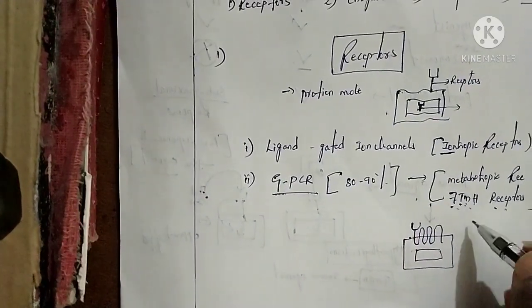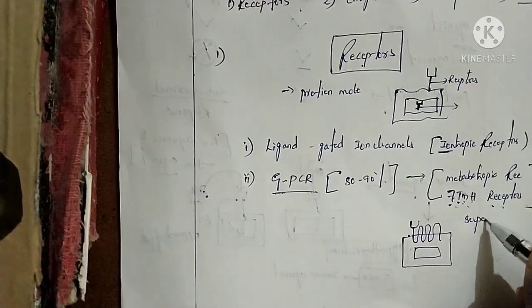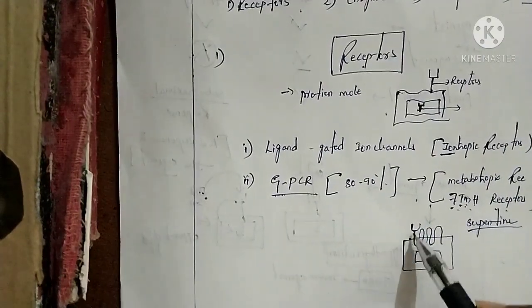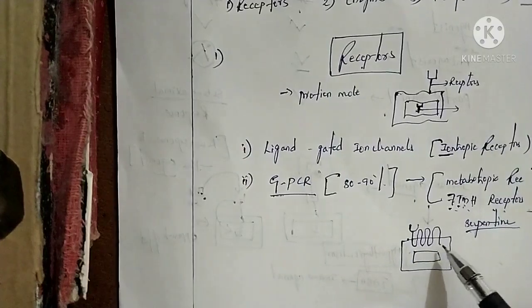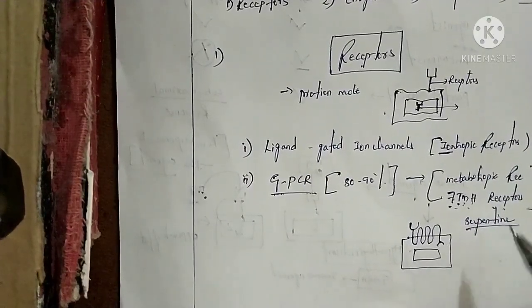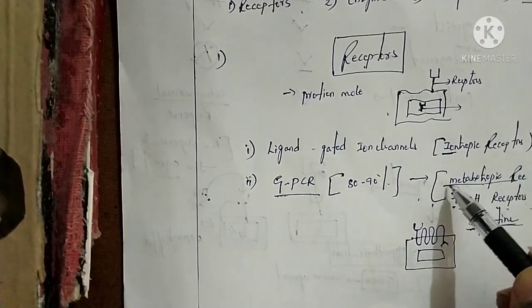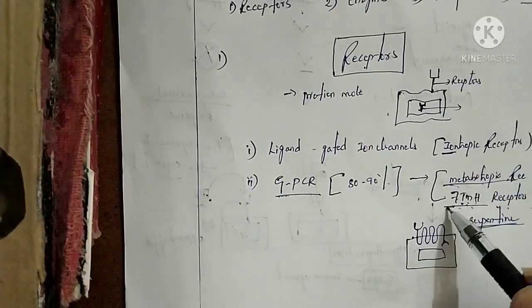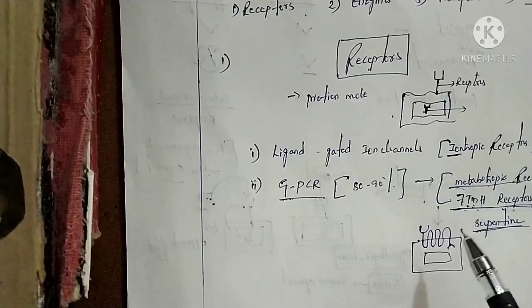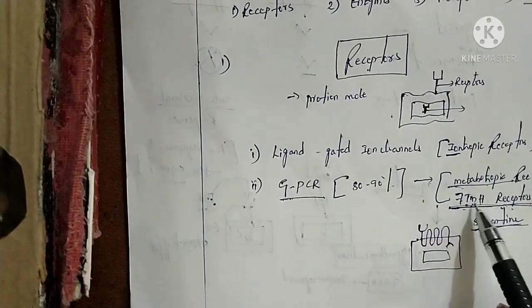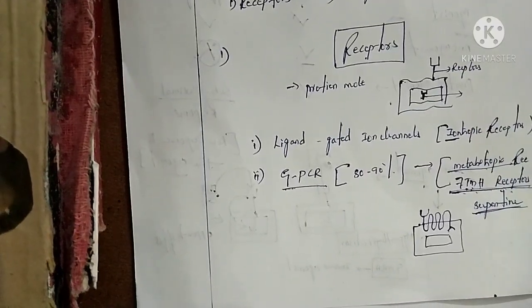They are also known as serpentine receptors, because they look like a snake. So they are said to be serpentine receptors. They are also known as metabotropic receptors and 7 transmembrane helix receptors. They pass through the membrane 7 times, so they are known as 7 transmembrane helix receptors.